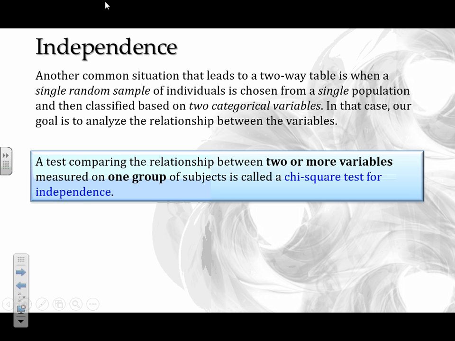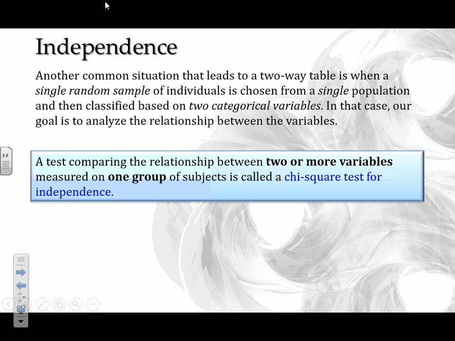Now, how does this differ from a test of homogeneity? Because that's going to be the key, being able to identify which one we run, because our hypotheses and our conclusions will be different based on which test we run. Okay, so with this one, we have one single group, but we have multiple variables in question.